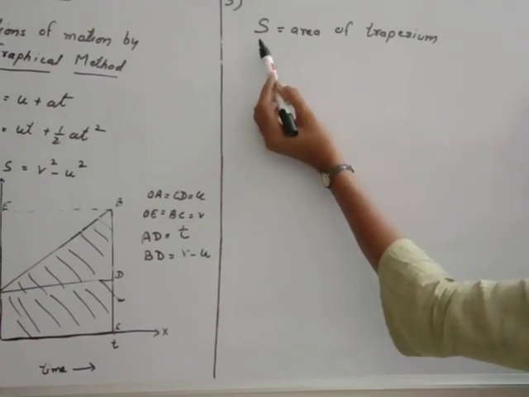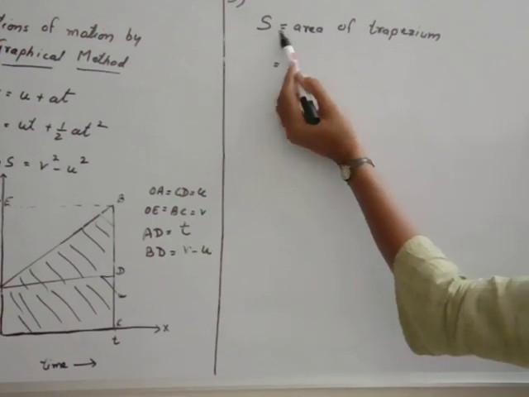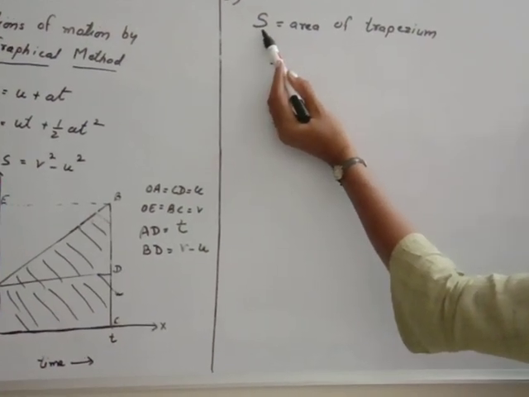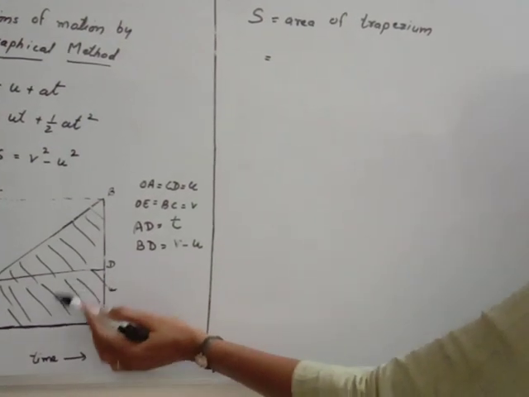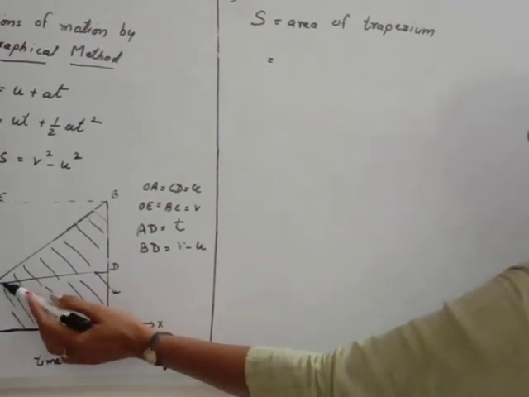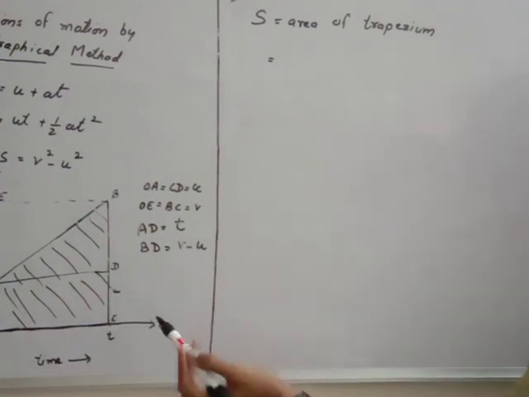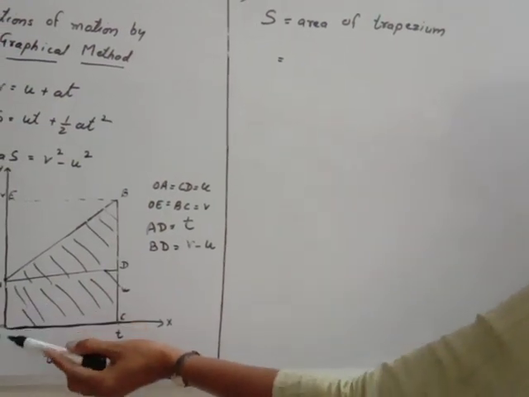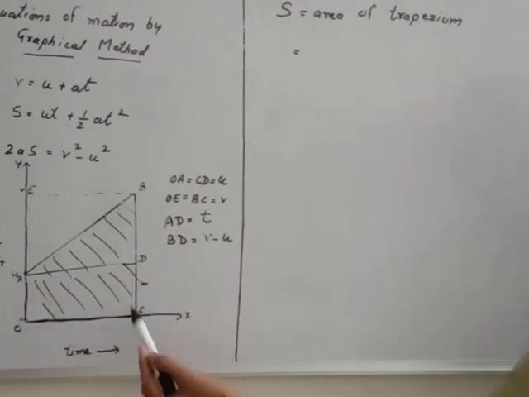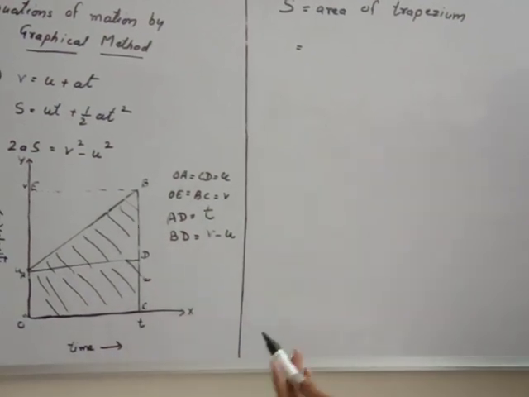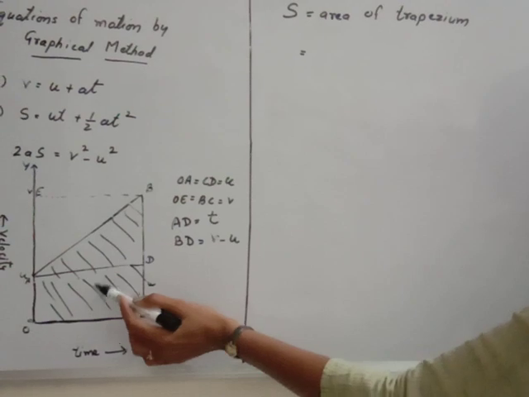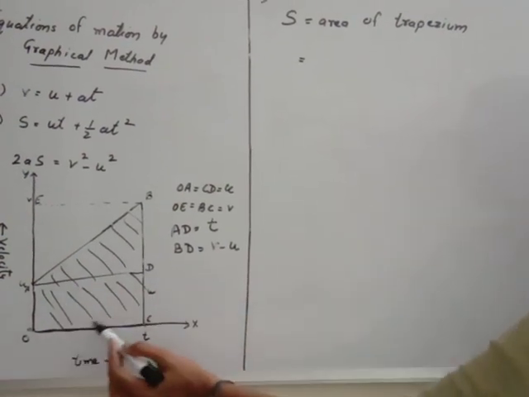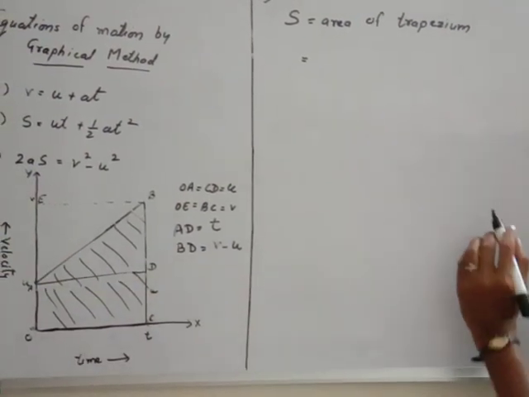Now for the third equation. We know that distance covered by the object S is equal to the area of this portion which is below the slanting line. Now see here, this OABC, this is one trapezium. If we divide it into triangle and rectangle, then also it's okay. But if you see this entire figure, this is a trapezium.